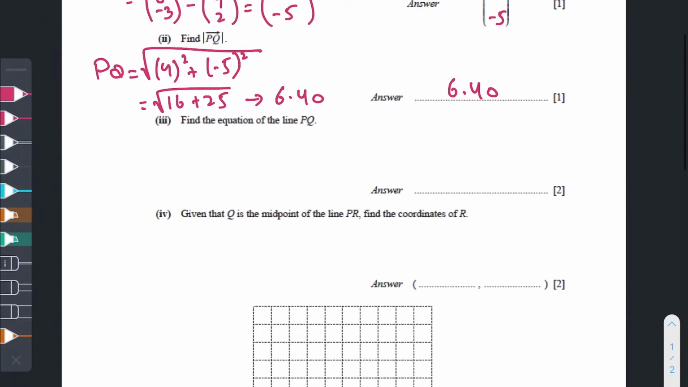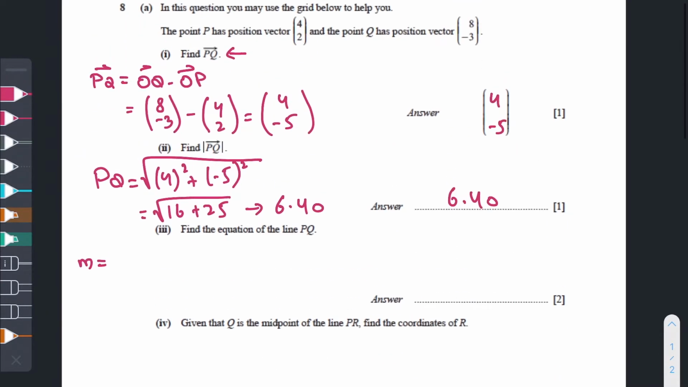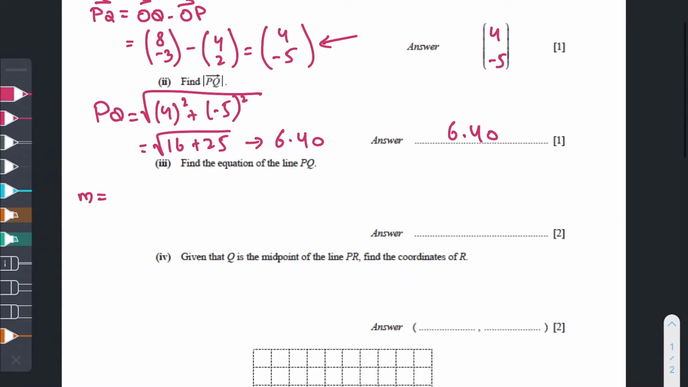The next part of the question says find the equation of the line PQ. In order to find the equation, the first thing that you need is the gradient. And the gradient can also be found from the column vector that we have in the first part, 4 and -5. Since these are the changes in the x and y values, you write -5 divided by 4. This will give you -1.25. That is the gradient of PQ.